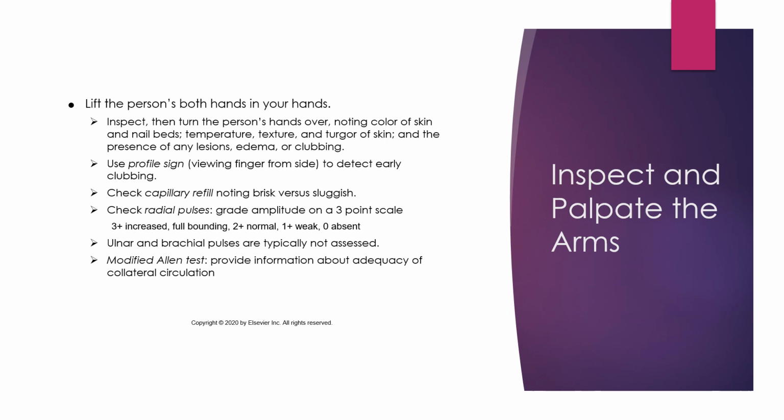We're going to check radial pulses. We want to note the rate, the rhythm, the elasticity of the vessel wall, and the force. Normal would be 2+. A full bounding pulse could happen with exercise, anxiety, fever, anemia. A weak, thready pulse, which would be 1+ or less, would occur with shock or peripheral artery disease.